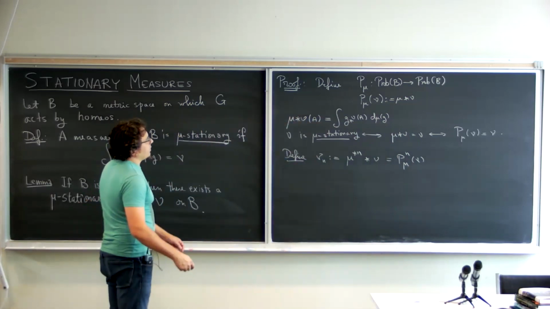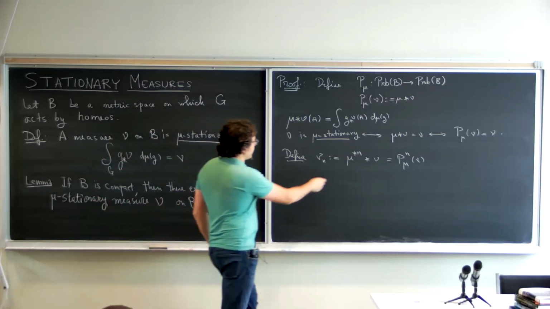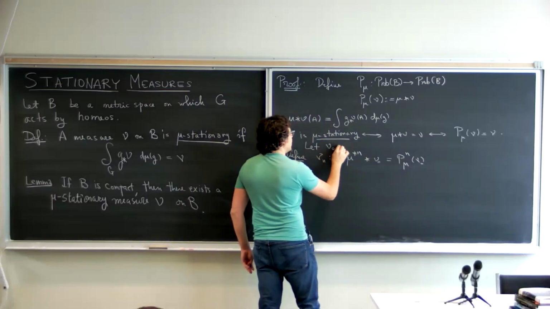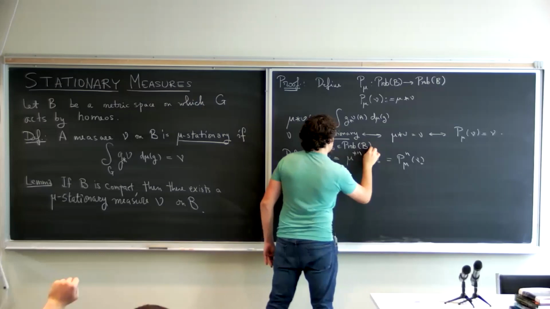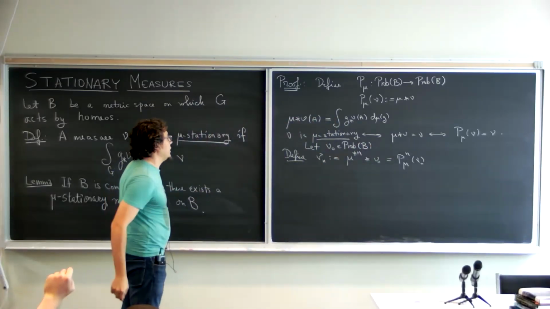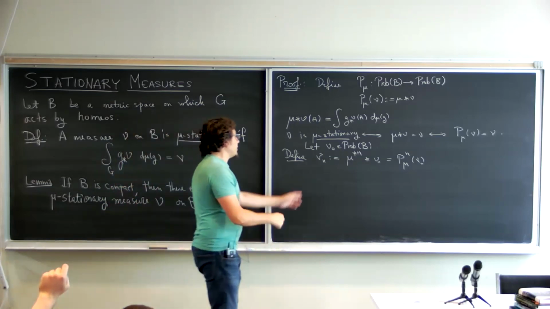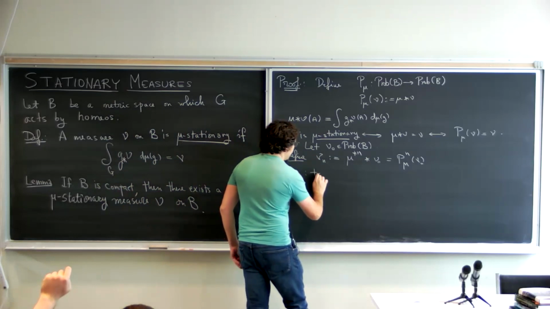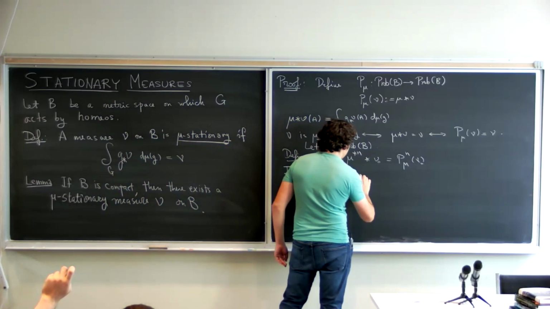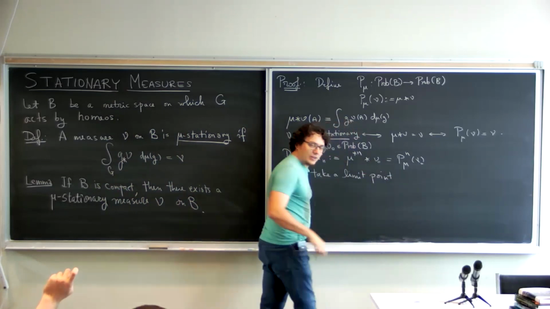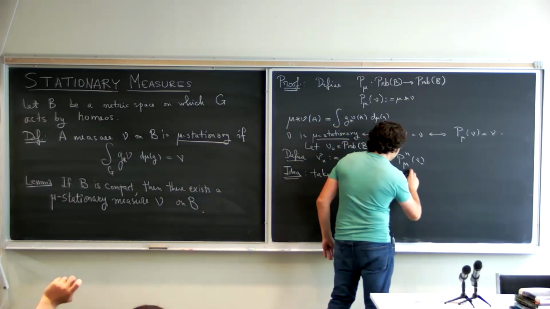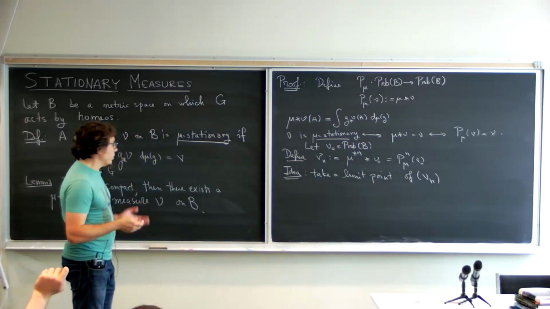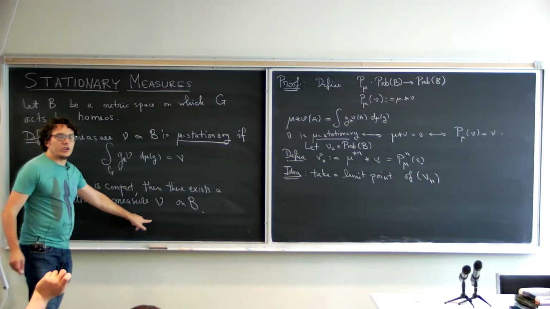So we start with some nu zero, some measure. And if we could find a fixed point... Of course, the idea, which is the wrong idea, is to take a limit point of the sequence of measures. It's the wrong idea, but it's the intuitive idea. And why is there a limit point? Well, there is a limit point because the space of probability measures on B is compact.